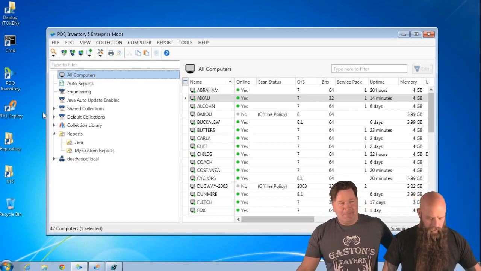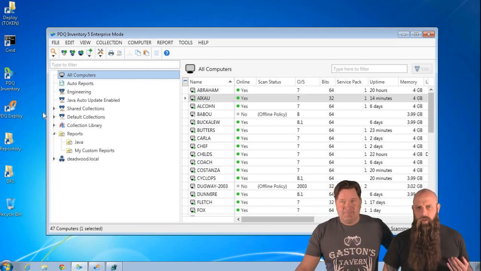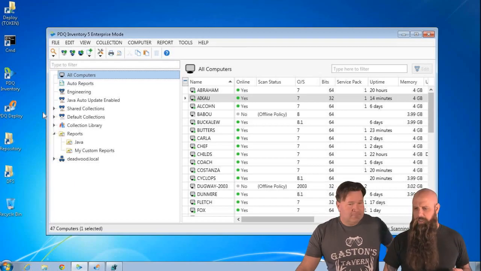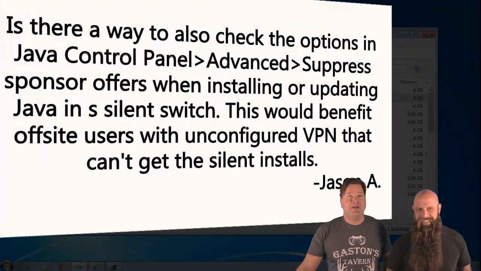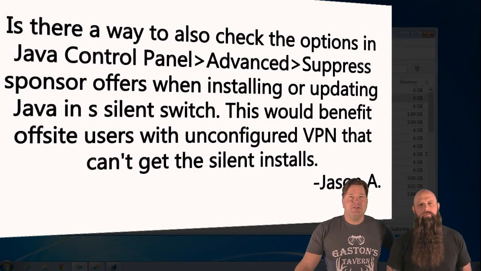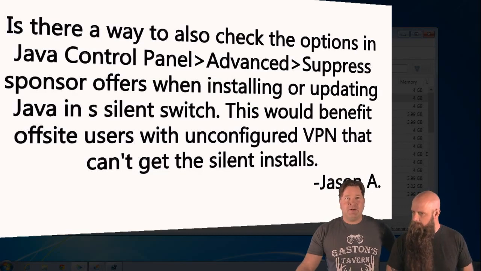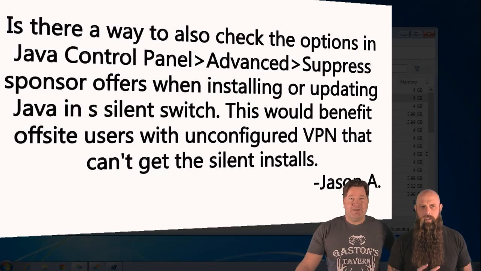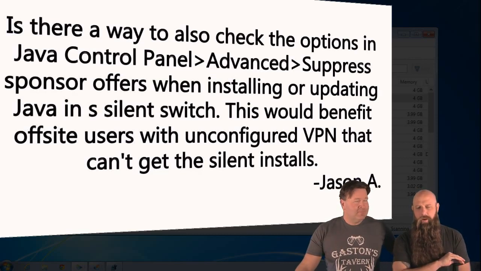So, first things to know. Actually, do we have any questions before I just jump right into it? Always good to field a few. There's one. Is there a way to also check the options in Java Control Panel Advanced, Suppress Sponsor Offers when installing or updating Java with the silent switch? Wow, that's tough. So the question is, is there a way to see if sponsor offers are suppressed?